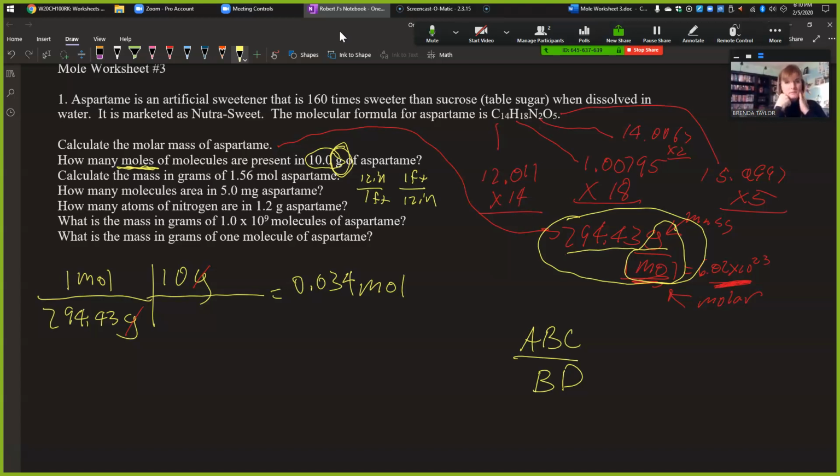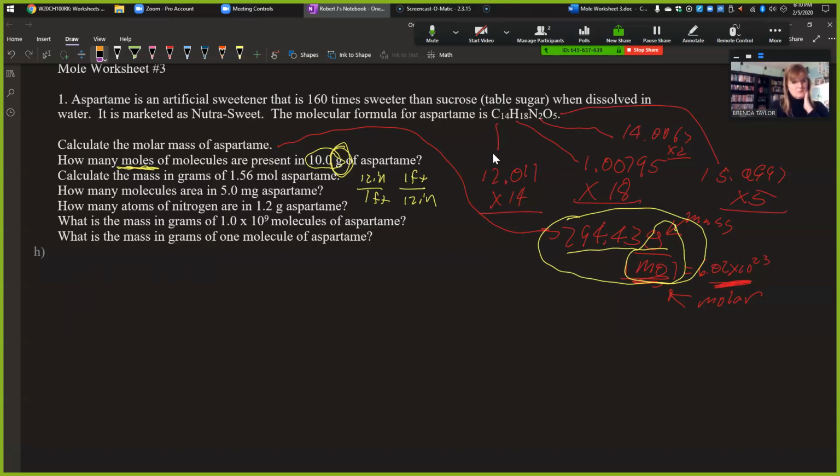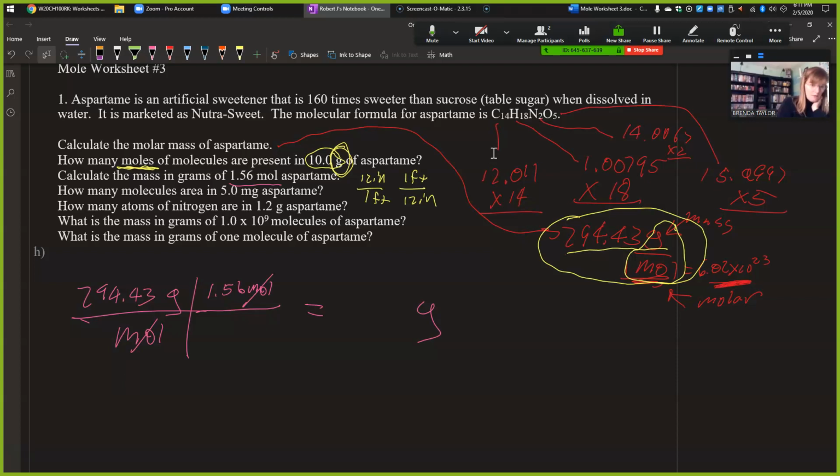Okay, so now it says calculate the mass in grams if I have 1.56 moles of aspartame. In this question, I want to know the mass, so that means I need to know grams. So this time I'm going to write 294.43 grams divided by moles, because what I'm looking for in the end is grams in my answer. So I put the gram in the numerator. Now I need to cancel out that moles. Well, that's fine because in the problem it gave me 1.56 moles. So moles in the numerator, moles in the denominator. I don't have anything else to do here except multiply them out.